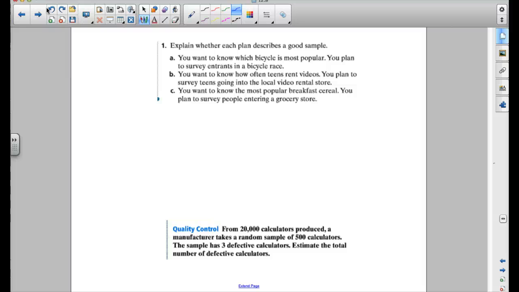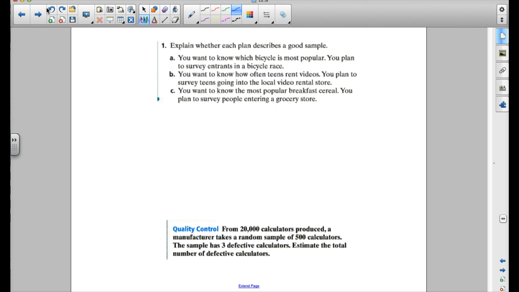You want to know how often teens rent videos. You plan to survey teens going into a local video store. Better, you're saying, okay, how often do you rent? But if they're going to the video store, they're already there, so they're probably renting more often. Your data might be skewed, saying they rent more often, when you should do a random sample, because you're probably going to get people that say I don't rent at all. And we need those numbers too. So interviewing people coming into the video store is probably not the best place to go.